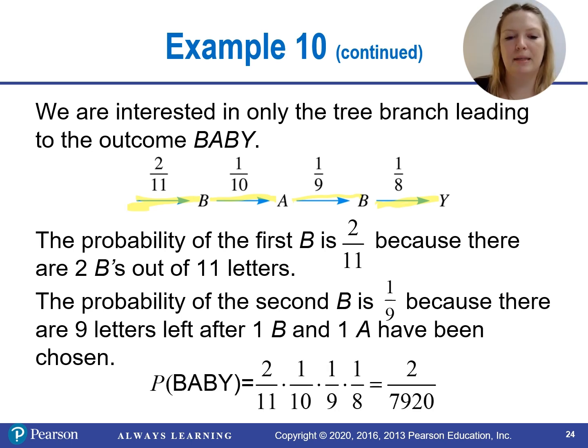So the total probability is given by multiplying these all together. 2/11ths times 1/10 times 1/9 times 1/8 is 2 out of 7,920.